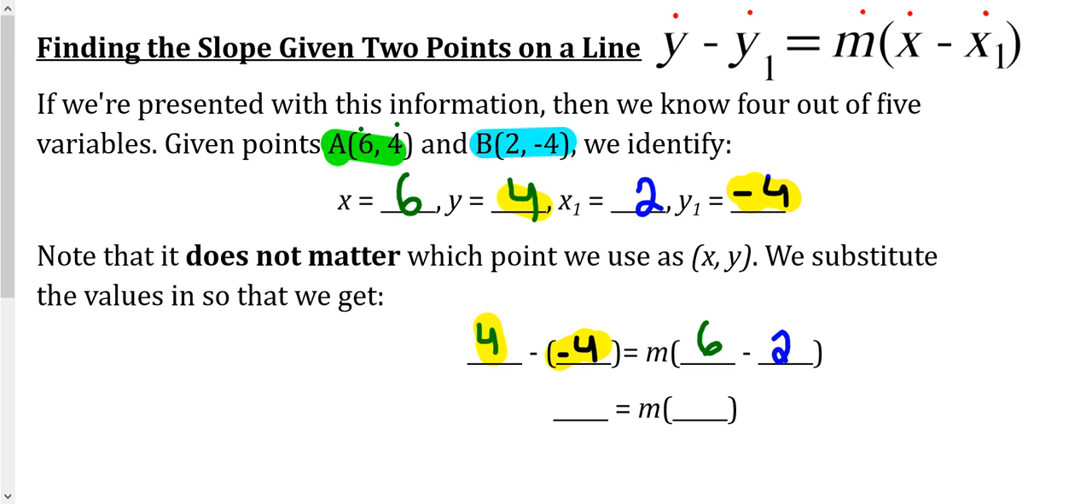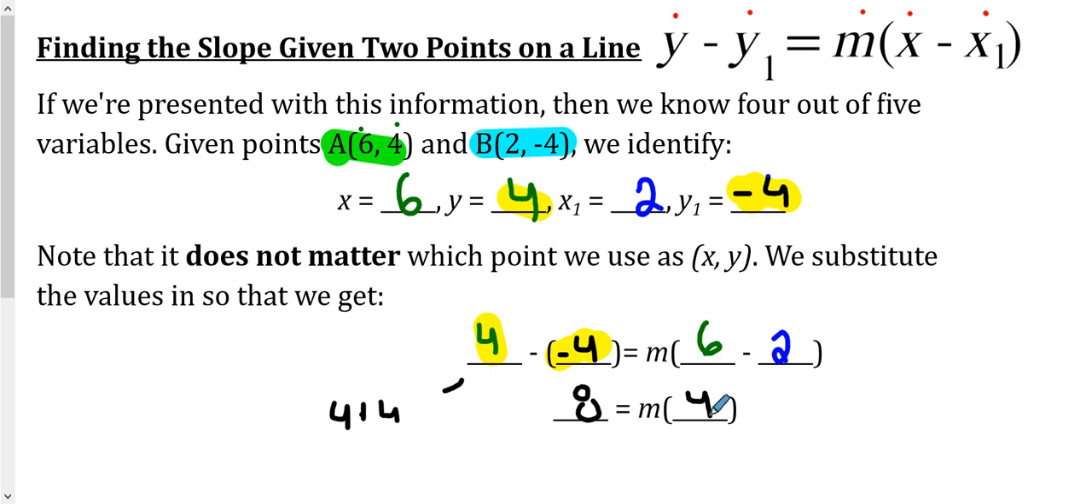So I'll do a bit of the math. I'm doing 4 minus -4. What does that look like? Well, we know that that's really just 4 plus 4. So I get an 8 as my only value on the left-hand side. And then when I'm doing the math inside the brackets, I have 6 minus 2. I get a positive 4 inside the brackets.